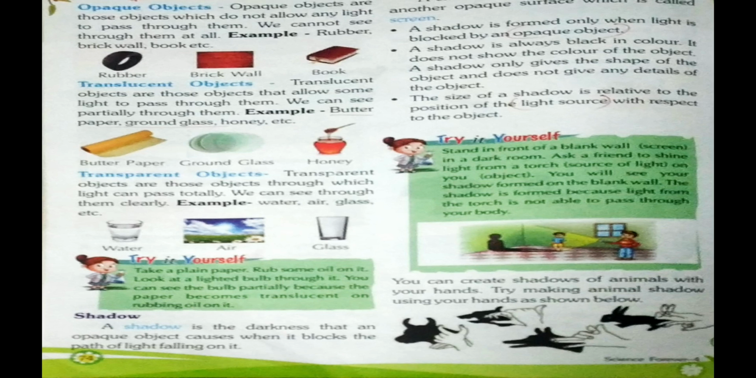You can create shadows of animals with your hands also. Try making animal shadows using your hands as shown below. As you know, when the light goes and we are sitting in a dark room, we light a candle, and sometimes children play with their hands, making different animal shapes, and the shadow comes on the wall or screen. They feel good to see this type of game they play. So try making animal shadows using your hands as shown below, then you can understand shadows easily.